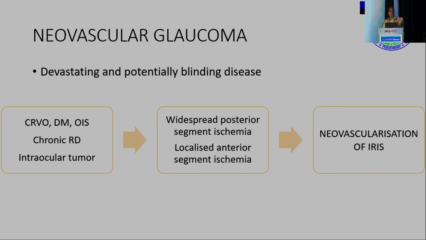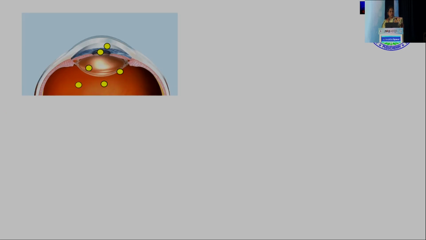So neovascular glaucoma, the most important beast among the posterior segment disorders, causing a rise in intraocular pressure, is a devastating and potentially blinding disease. The most common and important causes are CRVO, diabetes mellitus, ocular ischemic syndrome, chronic RD, and intraocular tumors. These diseases can cause widespread posterior segment ischemia. Sometimes localized anterior segment ischemia can also cause neovascularization of the iris, which finally results in neovascular glaucoma.